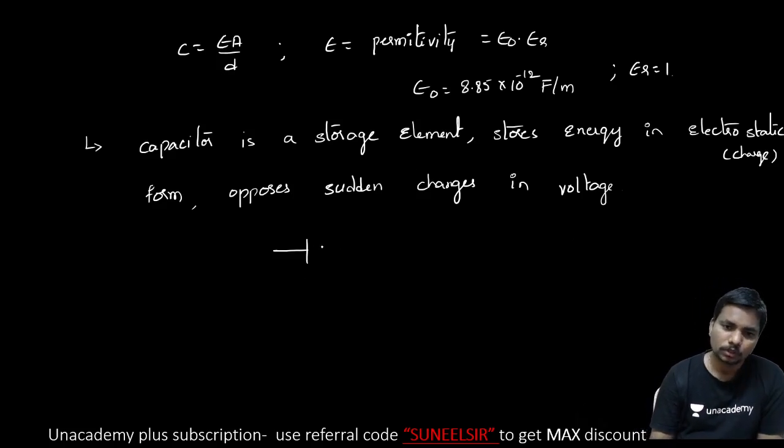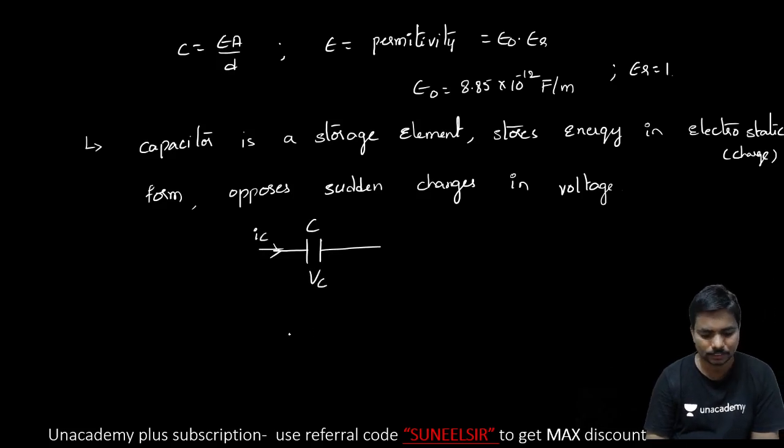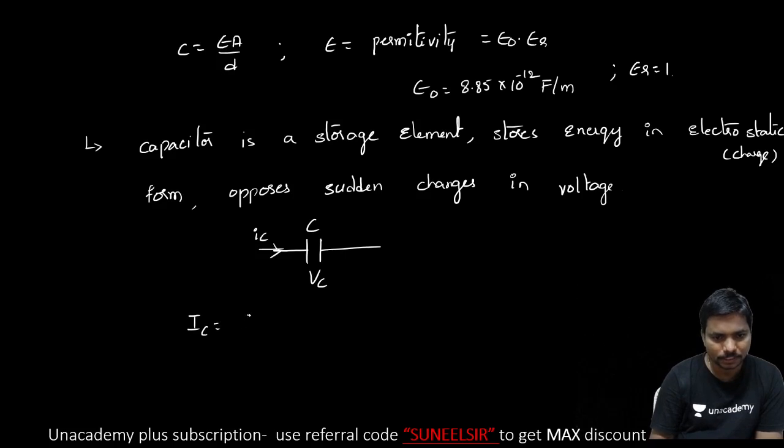So here, if you consider the capacitor, the current through the capacitor is IC and the voltage across the capacitor is VC. Here the formula is: the current through the capacitance, IC, is equal to C dV by dt.